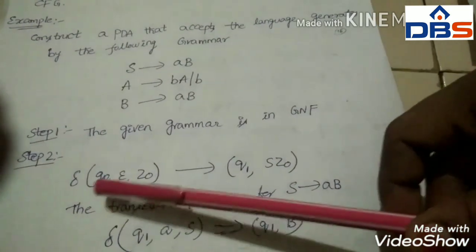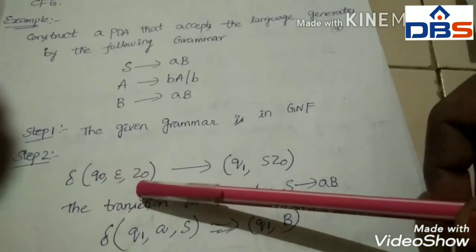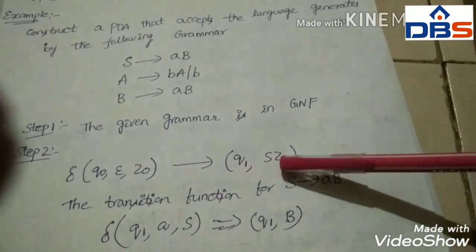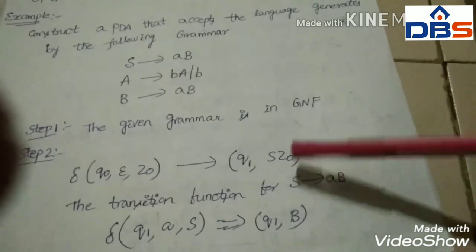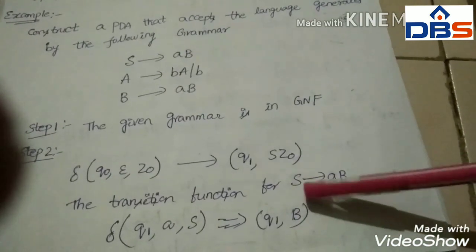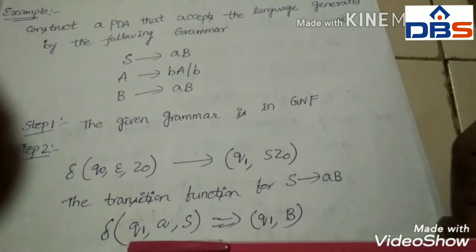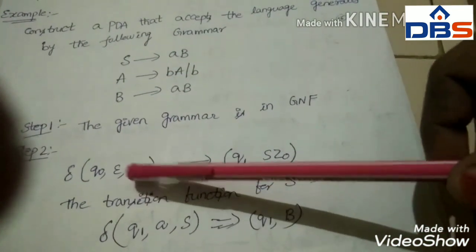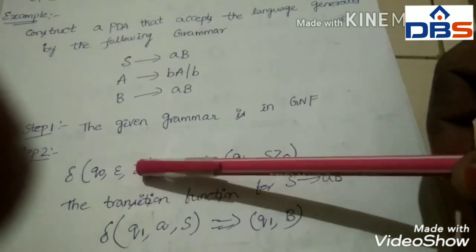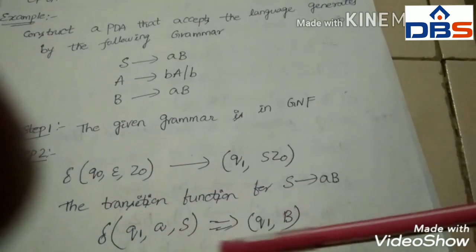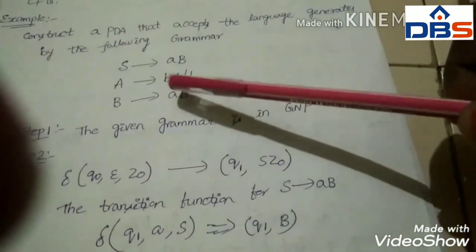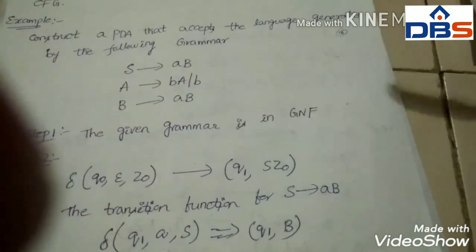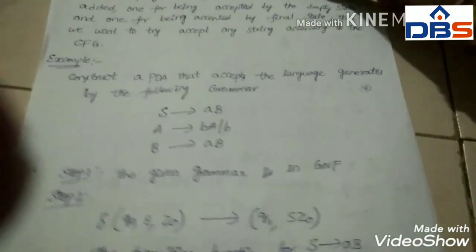Next, second step: delta of q0, epsilon, Z0 tends to q1, S Z0, meaning the start symbol. Here the start symbol is S. S tends to AB. Here delta of q1, a, S goes to q1, B, meaning take a, S, and go to the next state with B.